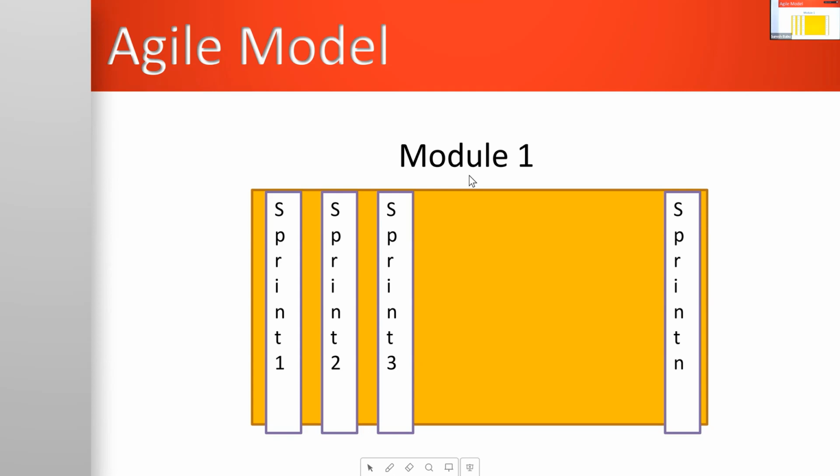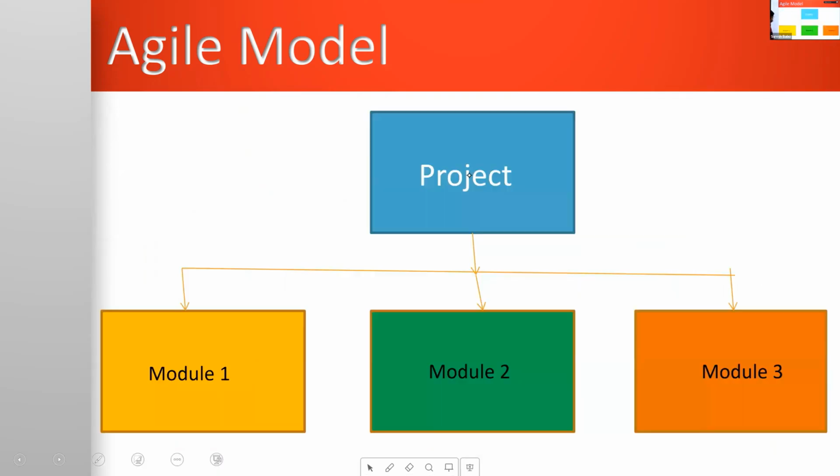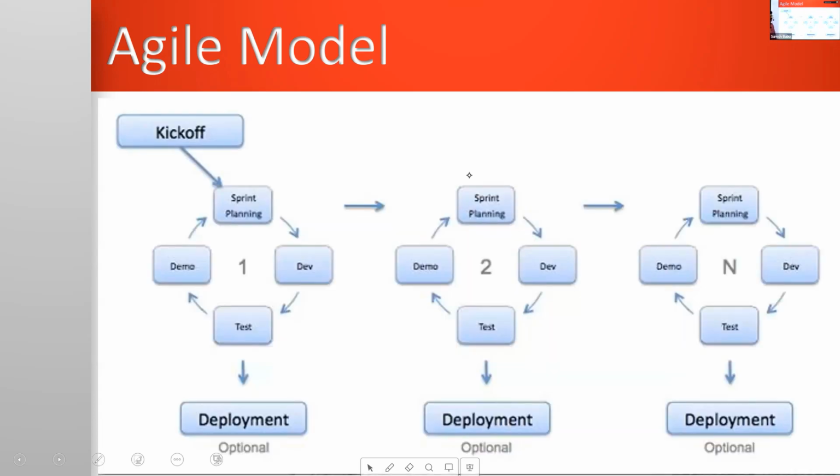After dividing, a module will be divided into sprints. Then, sprint by sprint, the software gets implemented. So look at this one. A big project is divided into modules first. A module is further divided into smaller components called sprints. Not even module by module, sprint by sprint the software gets implemented.